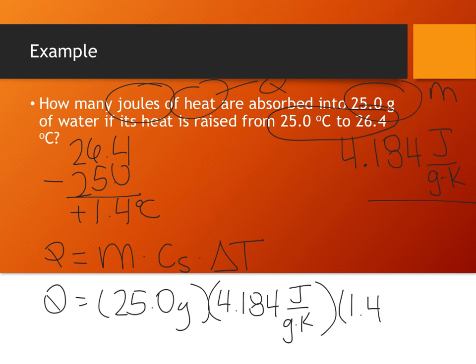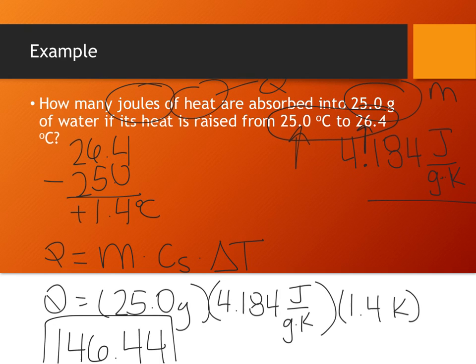Times 1.4. This is actually in Kelvin. We took our temperature in Celsius, but they're actually the same difference. A rise of 2 degrees Celsius is going to be the same as saying you have a rise of 2 Kelvin. So you can change them all you want. If you want proof, convert these both to Kelvin and then subtract them. You'll get the same answer. Anyways, 25 times 4.184 times 1.4 gets you 146.44 joules. And that is our final answer.